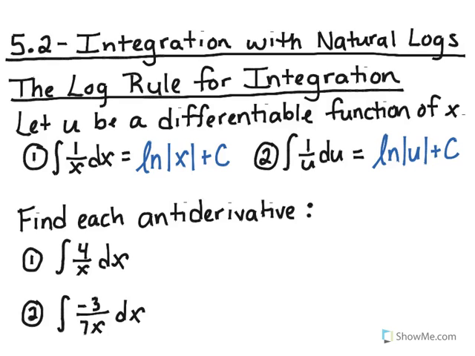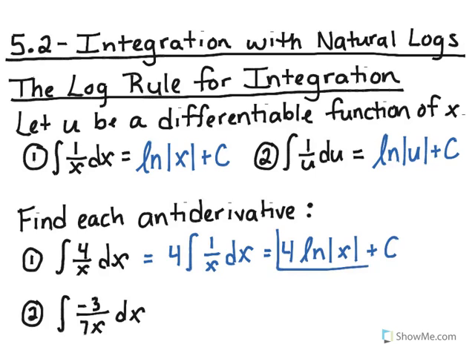Problem number 1, the antiderivative of 4 over x dx. Well, for starters, I would say pull the 4 out in front. So this is 4 times the antiderivative of 1 over x dx. So that would be 4 times ln absolute value of x plus c. So this would be the answer for this problem. And that's all you have to do.